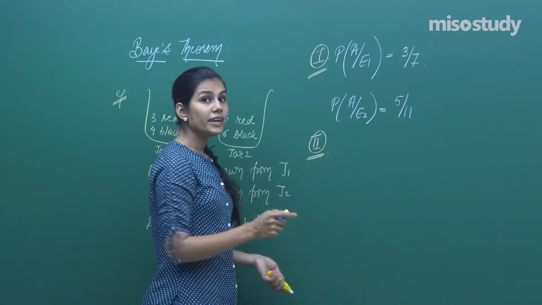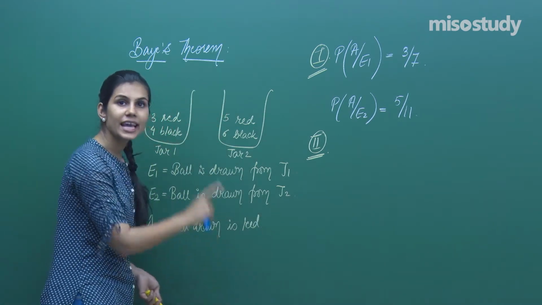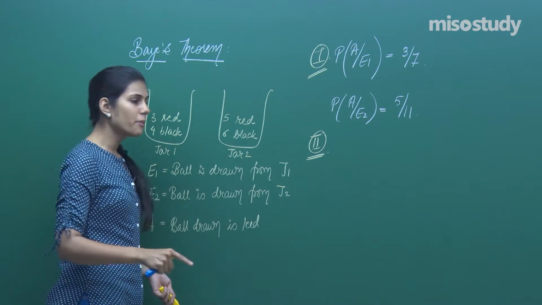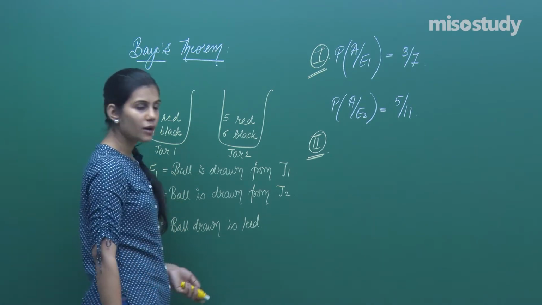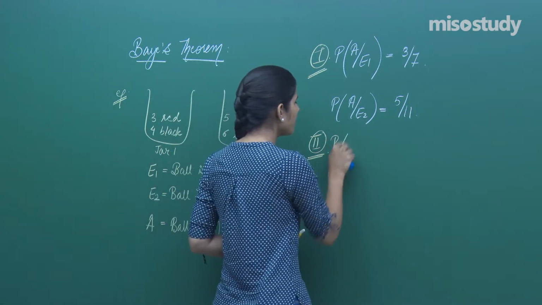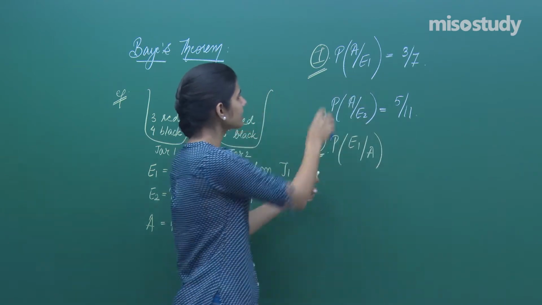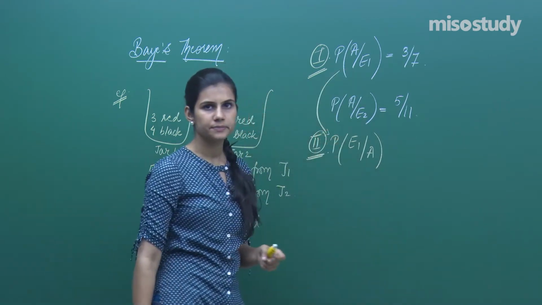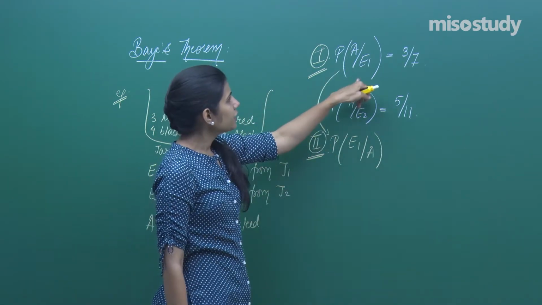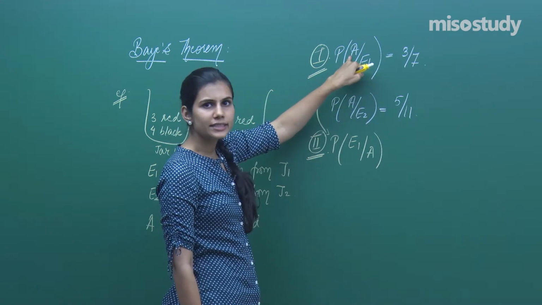So if I am already aware that the ball drawn is a red ball, that means already event A has occurred. What is the probability that the drawn ball is from jar 1? What is the probability that E1 event will occur? So what is the probability that E1 will occur when A has already occurred? It is exact reverse of this. Here it was, when you already know that the ball is being drawn from jar 1, what is the probability that it is a red ball?